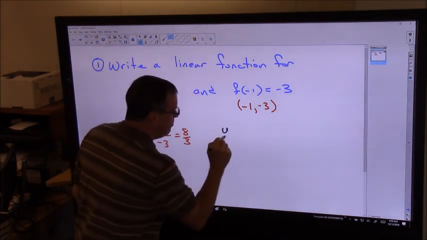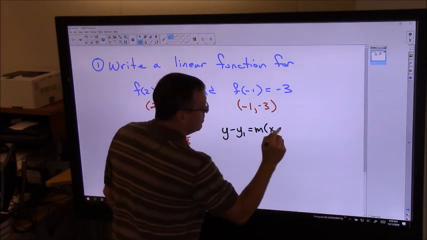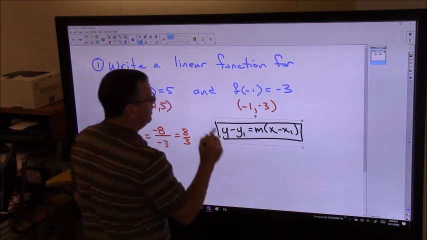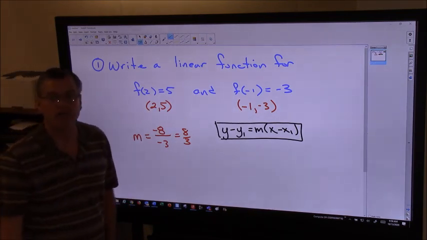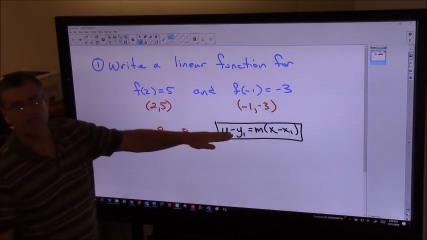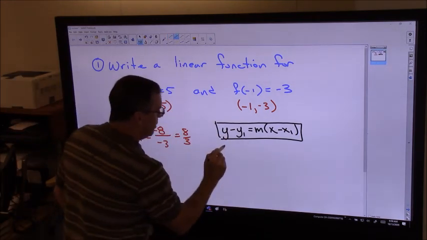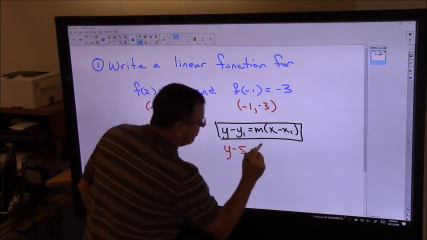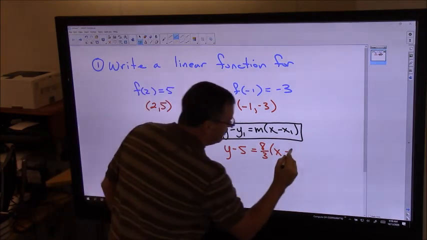And remember, I am always using point-slope form. We talked about this last week, that I think some of us really ought to consider using this because we're not getting the right answers. We want to make sure we get the right answer, and more people are successful with this than with anything else. Okay? So my equation is going to be y minus the y value equals my slope, 8/3, times x minus the x value, which is 2.